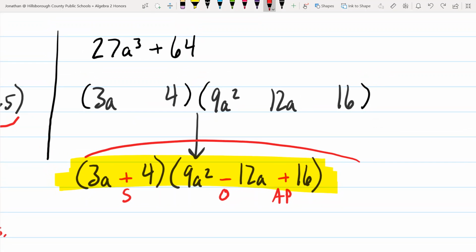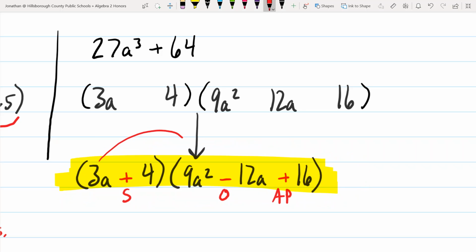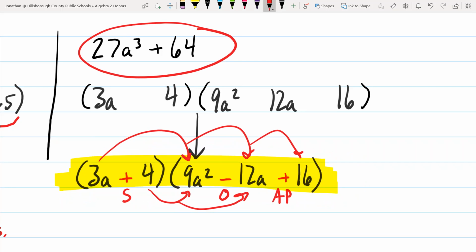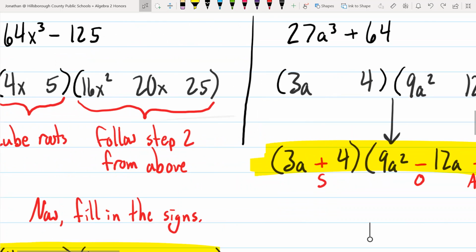If you were to sit there and multiply these out, go old school distribution, 3a times all three of these, and 4 times all three of these, this is exactly what you would get. So this is kind of a technique that folks developed at some point to make it easier to factor these. You always follow these steps.